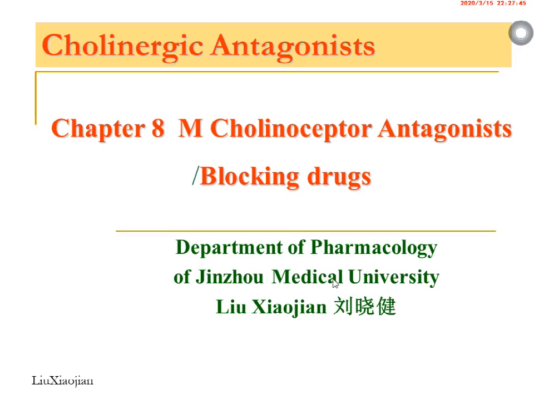Hello, my students. In the last chapter, you studied cholinesterase agonists, including direct-acting drugs and indirect-acting drugs. From this chapter, you will learn cholinergic antagonists. Cholinergic antagonist is a general term for agents that bind to cholinergic receptors and antagonize the effects of acetylcholine and other cholinergic agonists.